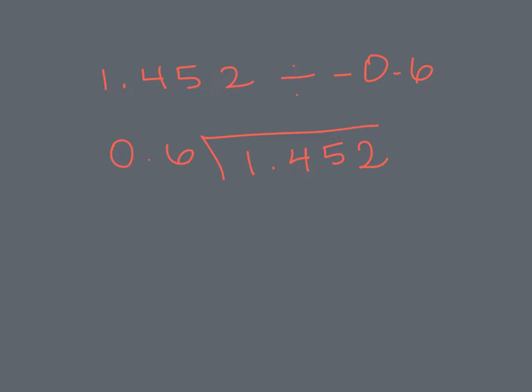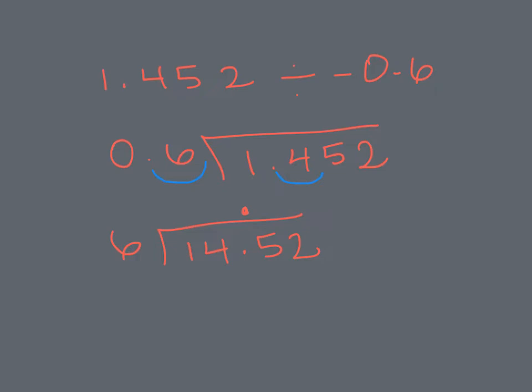Because there's a decimal on the outside, I need to move it to the right until it becomes a whole number. So I'm going to take 0.6 and move that one place to the right. And whatever you do to the outside, you have to do to the inside to keep the problem the same. So I'm going to move this one place to the right. So now you are dividing 6 into 14.52. Bring your decimal straight up.